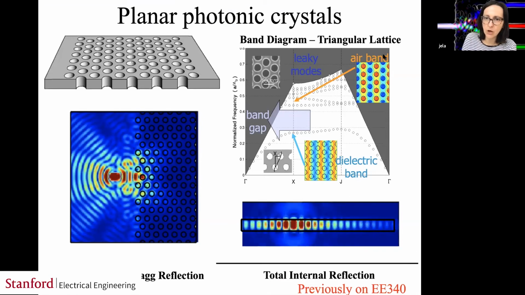And today we'll talk more about this band diagram or dispersion diagram and how the photonic band gap appears and properties of the band diagram. So don't worry if you don't understand everything now, but it's completely analogous to the energy band diagram for electrons in semiconductors.